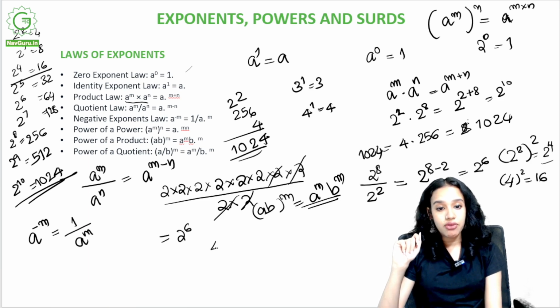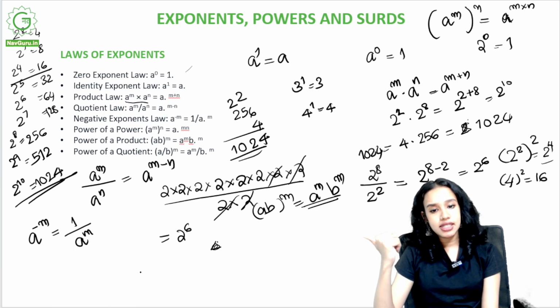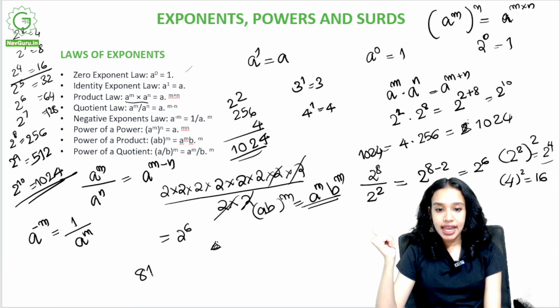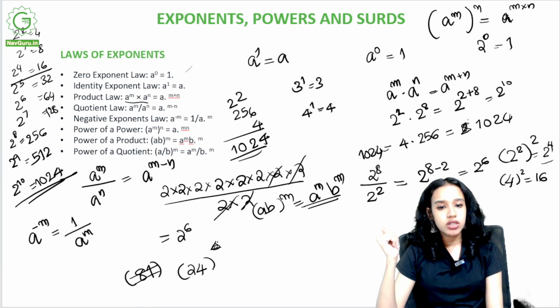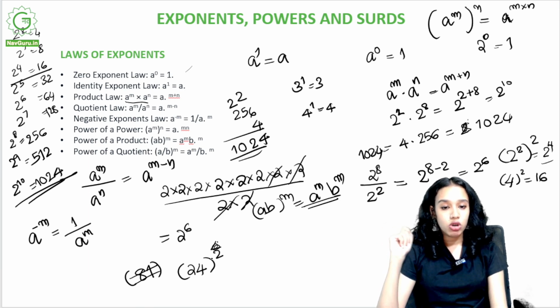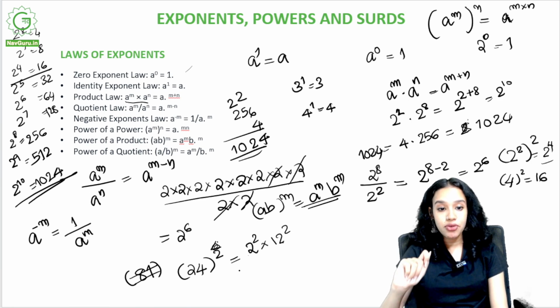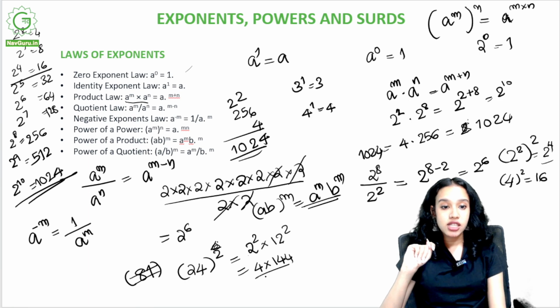That is, let's say we have a number 24 whole raised to 2. We could write this as 2 raised to 2 into 12 raised to 2. How come? 12 into 2 is 24, and both of these squares we know, this is 4 and this is 144, and this becomes easier.